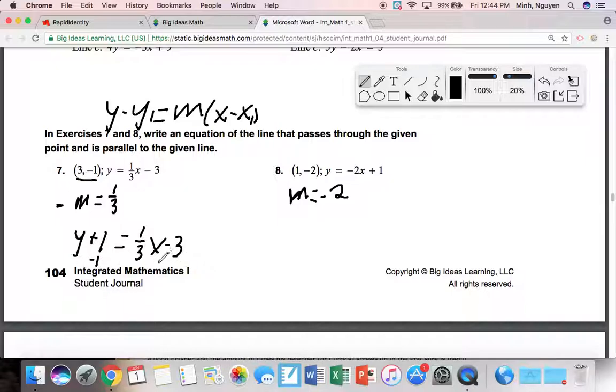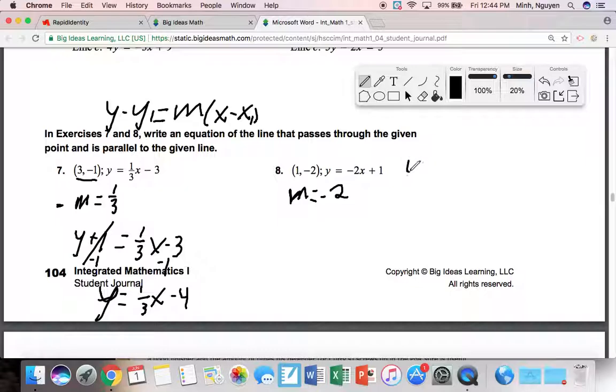If you want to make it slope intercept, you could subtract 1 from both sides. Say y equals 1/3 x minus 4. This is the slope intercept form, much more common than point slope form in SATs or any standardized test really.